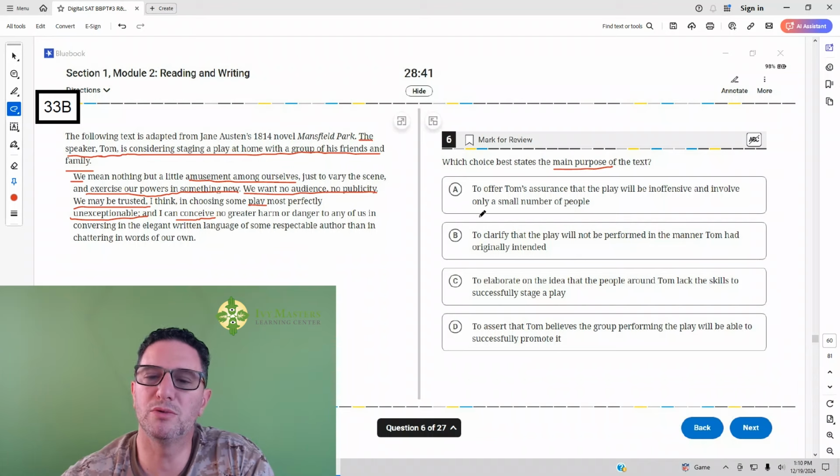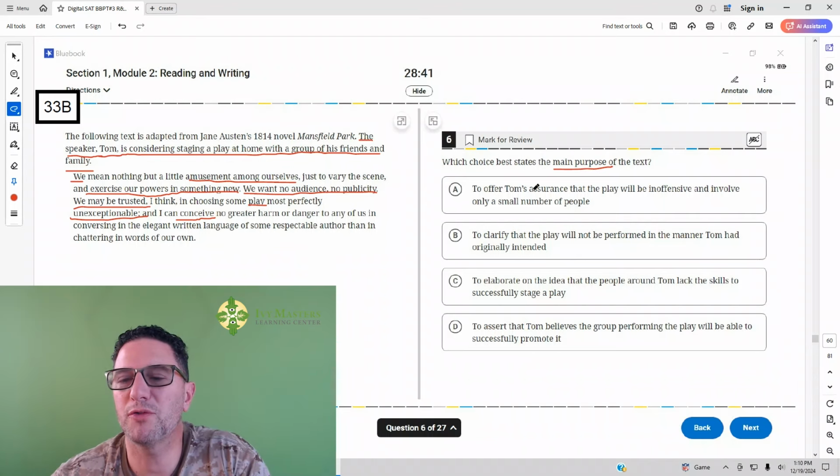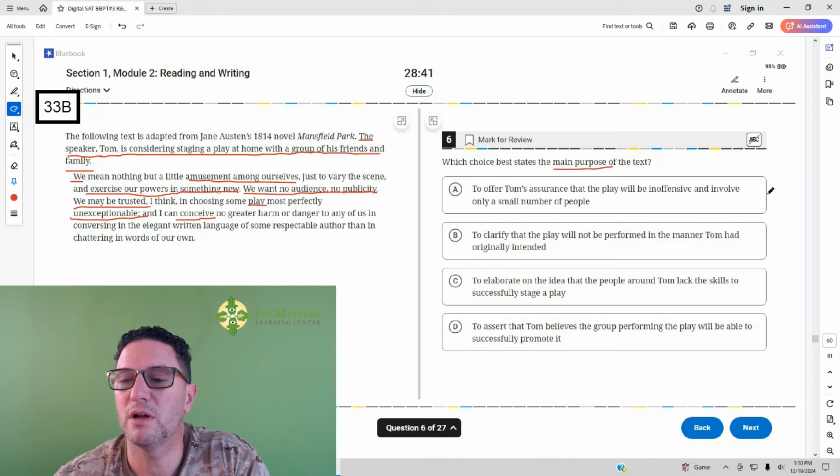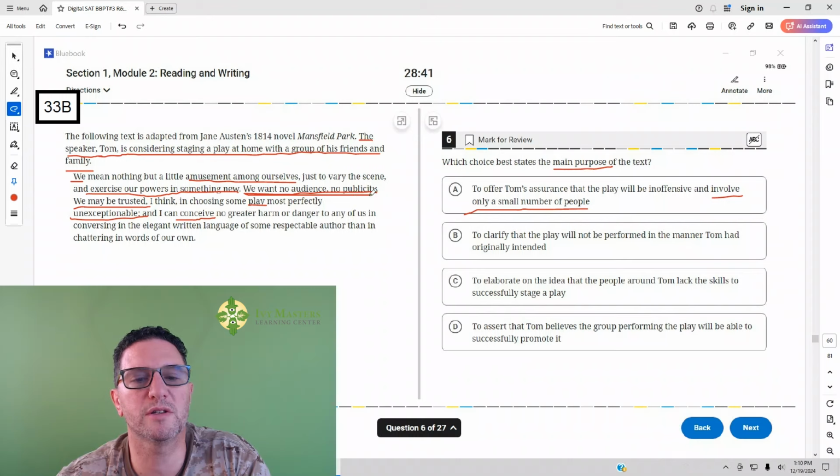Let's go to the answer choices. Answer choice A. To offer Tom's assurance that the play will be inoffensive and involve only a small number of people. That actually looks good. So involve only a small number of people might be easier to determine, because it says here we want no audience, no publicity, and it's just for amusement among ourselves. So yeah, small number of people.